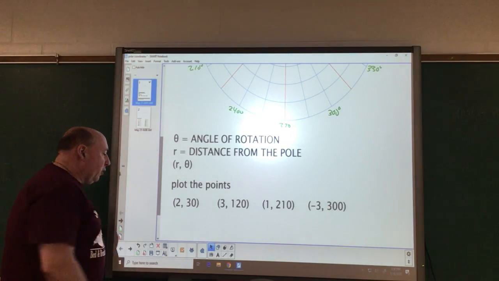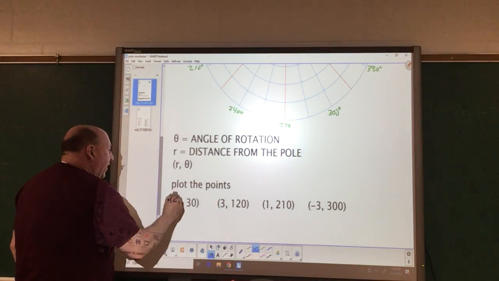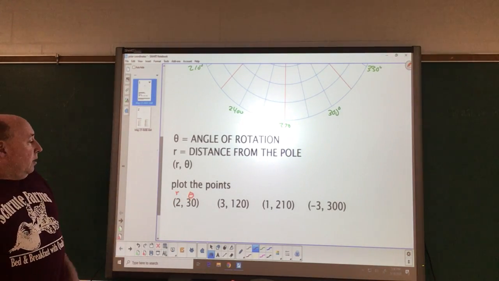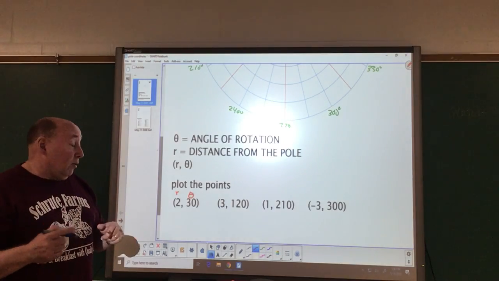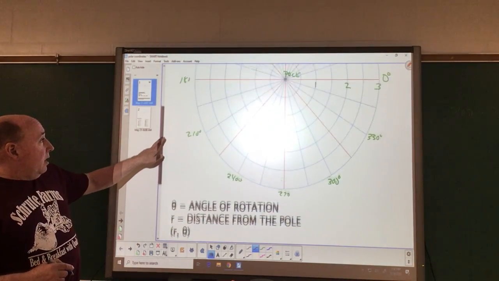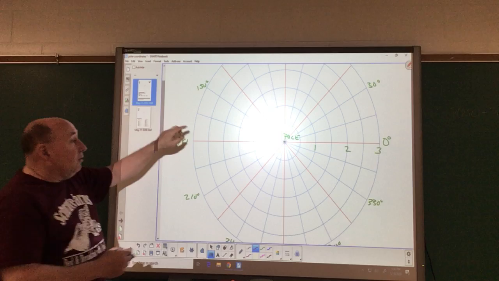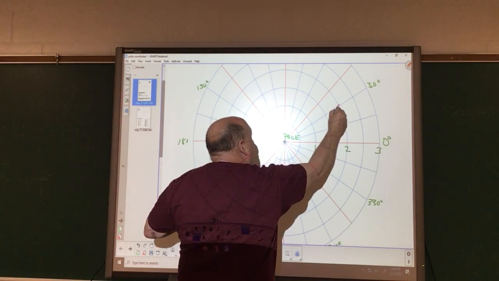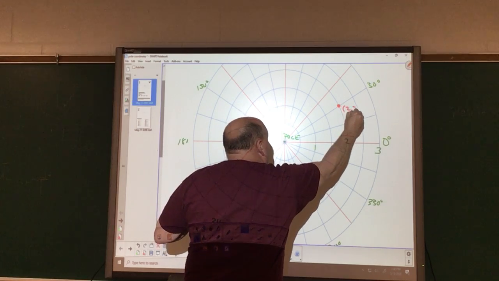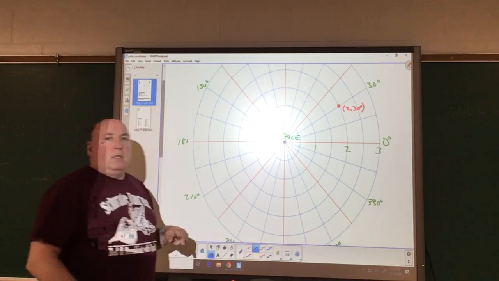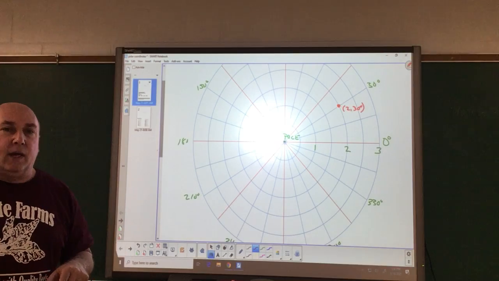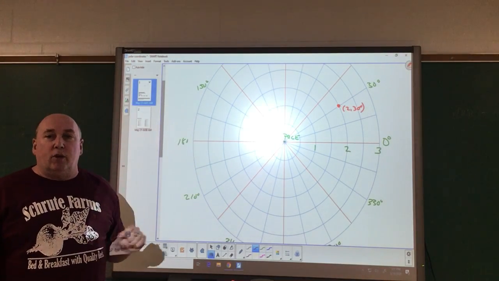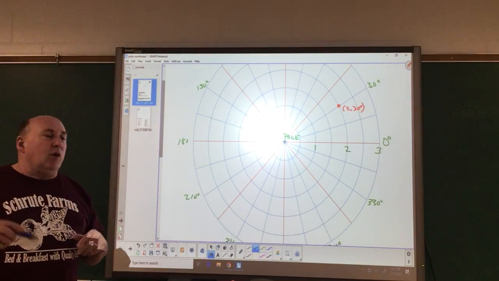here's a point, 2 and 30. So my r value is 2 and my theta value is 30. Now you can do this either way. I can go out 2 units, 1 unit, 2 units, and then rotate up 30 degrees. That would be one way of doing it. Or you could say I'm going to rotate 30 degrees and count out 2 units on my circles. It's up to you. Whatever works.